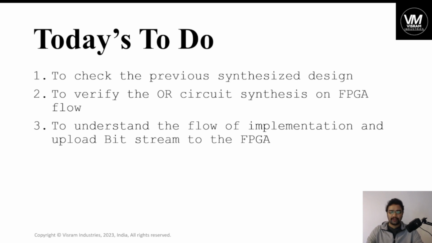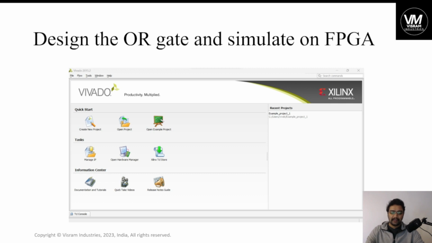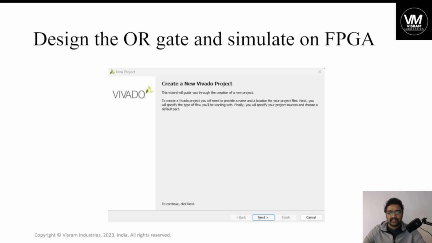So let us go to today's topic, and we can start from an example project of OR gate simulation. Yesterday we dealt with the AND gate. In the same way, we generate the design flow on FPGA with a simple example called the OR gate. Open Vivado, whatever version you might have. You can see the option to create a new project. When you click on create new project, you will see the screen, then click on next.